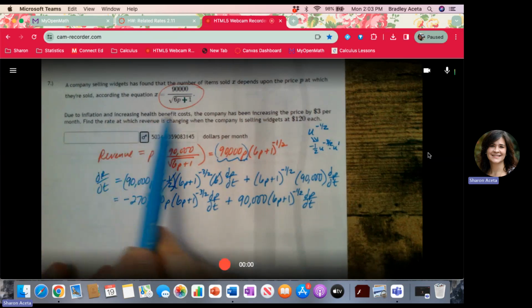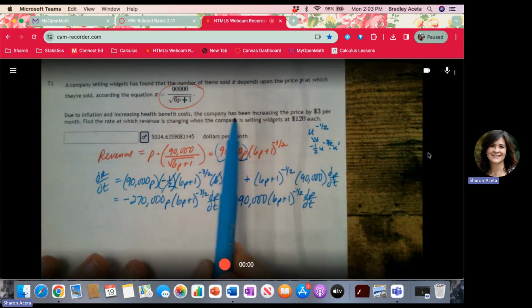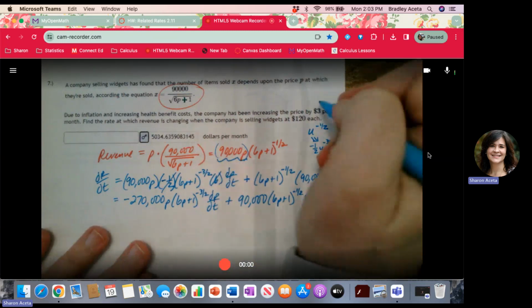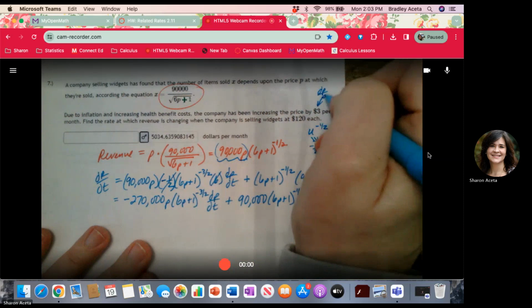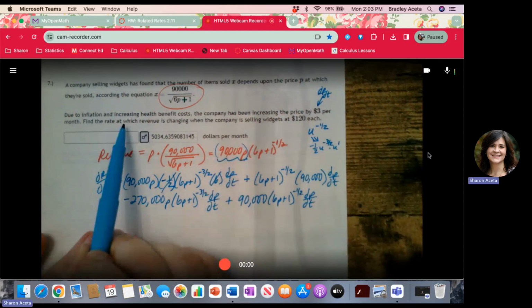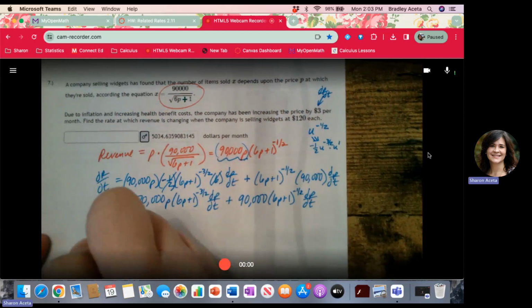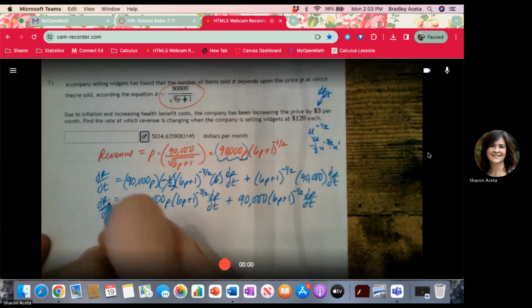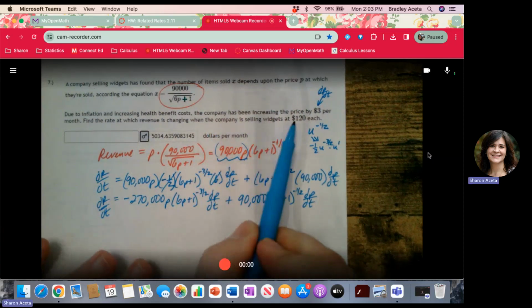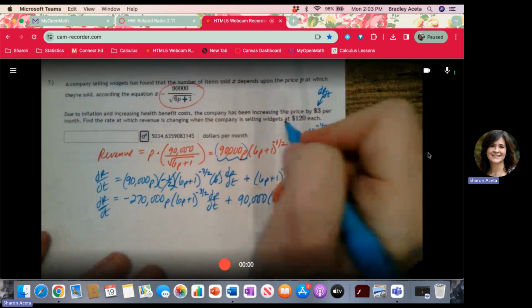The company has been increasing the price. Which one of these is increasing the price? Well, that's dp dt. Find the rate at which the revenue is changing. That's dr dt. When the company is selling widgets at 120, that's your price, P.